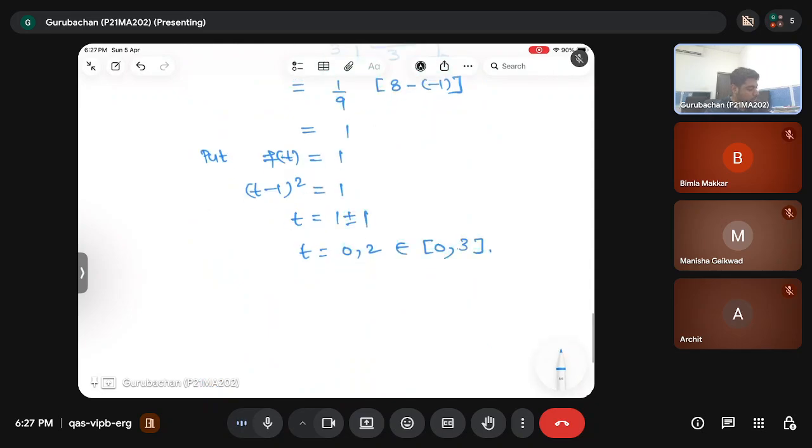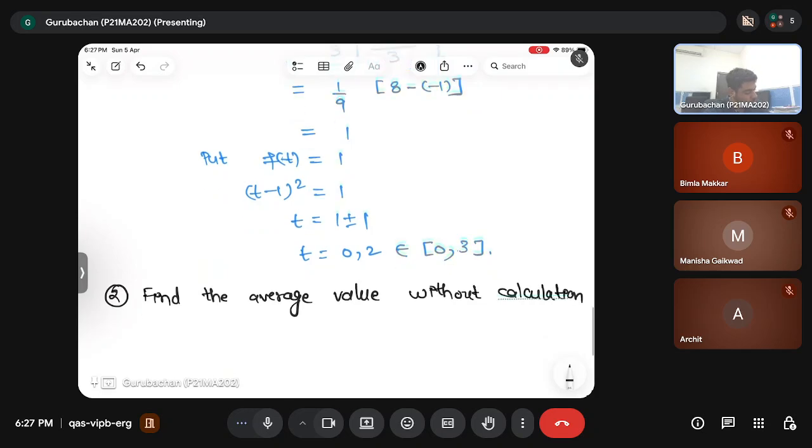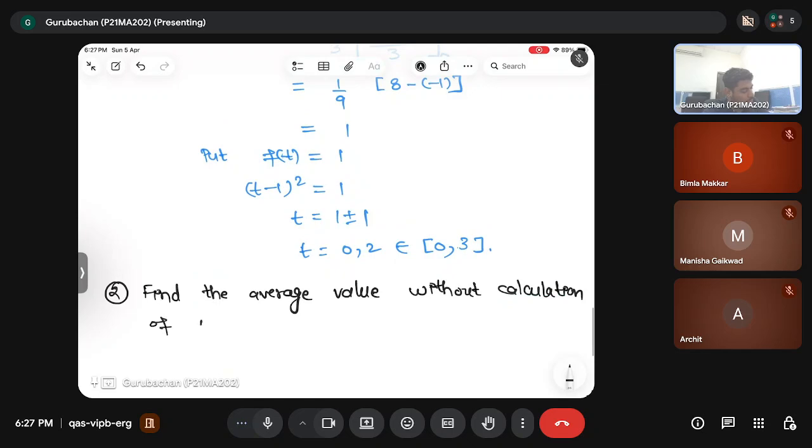So this was about this mean value. There is a different kind of problem with mean value or average value problems, like the following: find the average value without integrating, or we can write without calculating the integration.